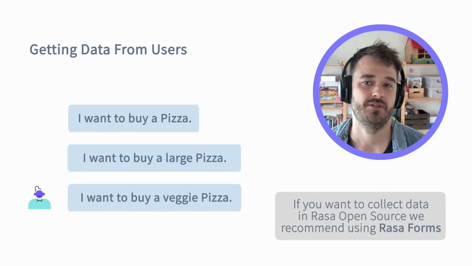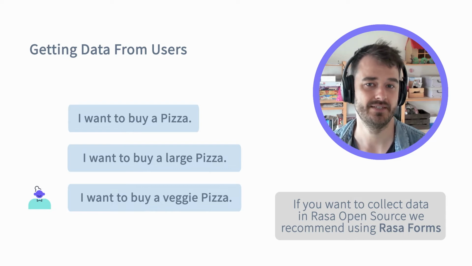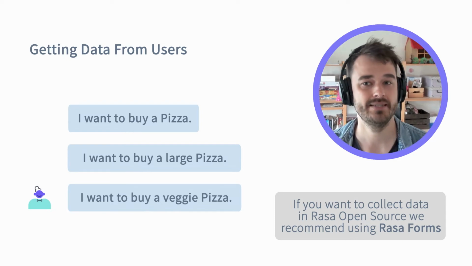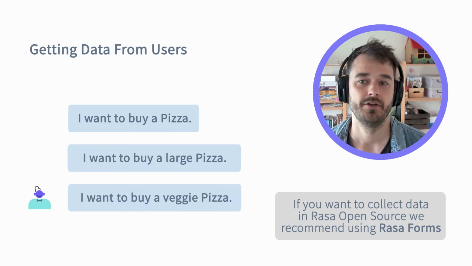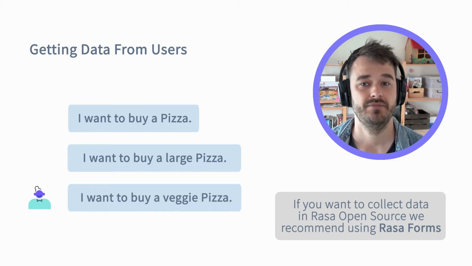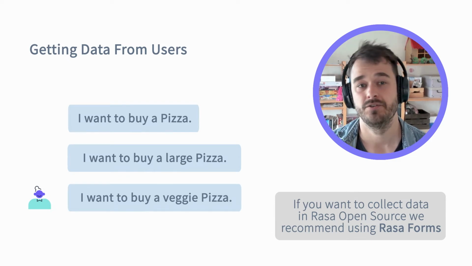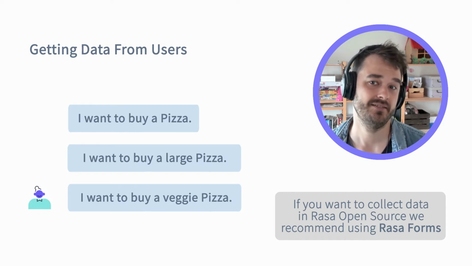In Rasa open source, you want to use Rasa Forms for these scenarios. A Rasa form is this building block. You can configure Rasa Forms to fetch the relevant information from the conversation. You can use Rasa Forms also to validate this information, and the forms will then also store this information in long-lived slots that you can use in the rest of the conversation.